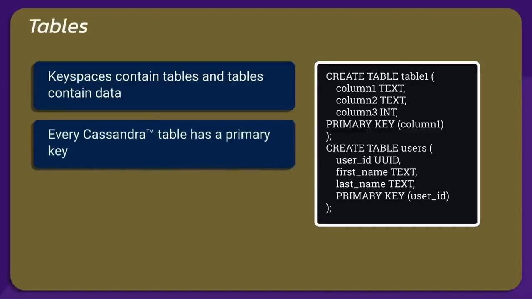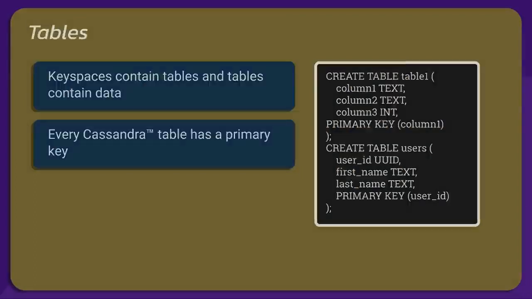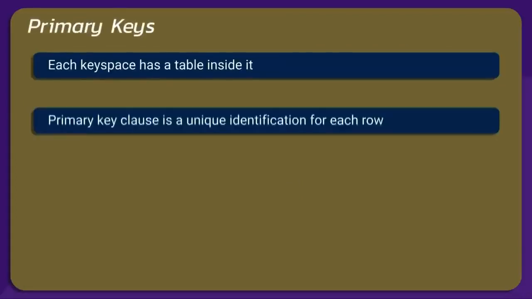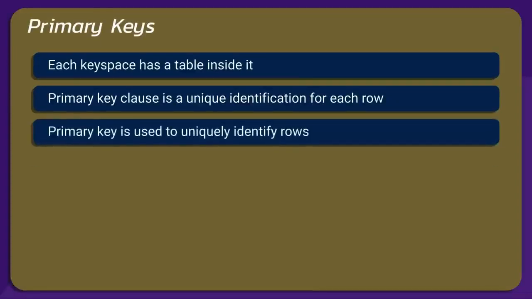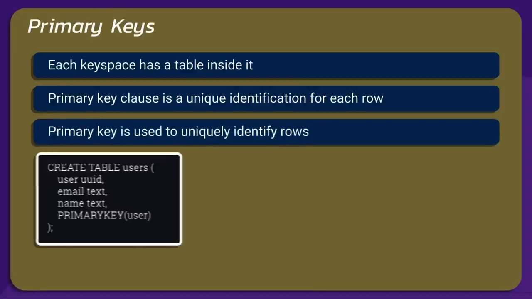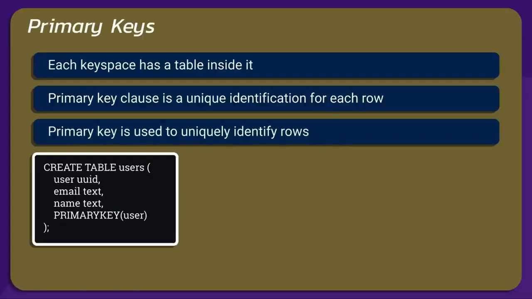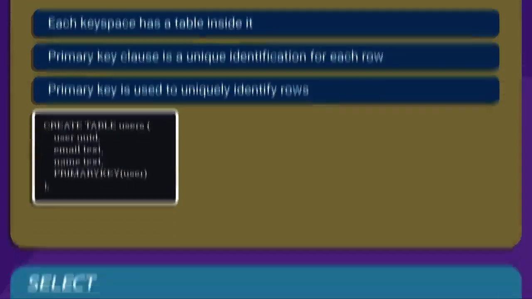Note that every Cassandra table has a primary key. Inside each keyspace is a table. The primary key clause is a unique identification for each row within the table. Cassandra's primary keys uniquely identify rows of data. In this example, we see a UUID used as a partition key to uniquely identify each user in our users table. However, a partition key alone is not enough to ensure uniqueness of a row. It is the primary key clause as a whole that determines uniqueness of a row within a partition.